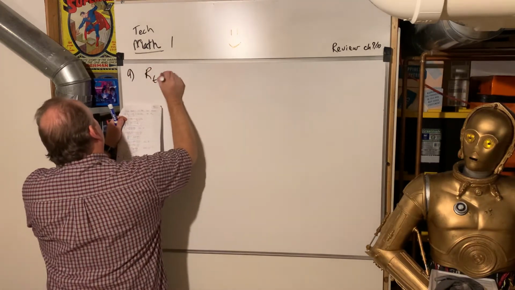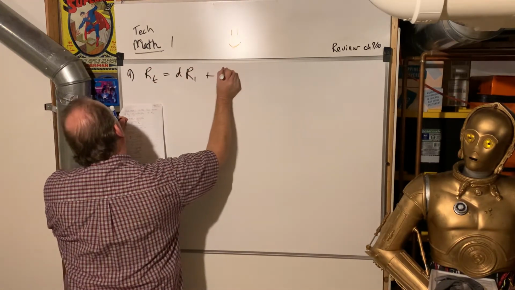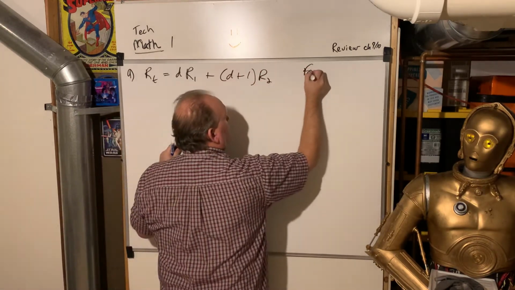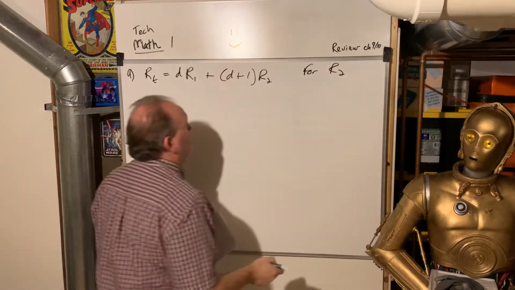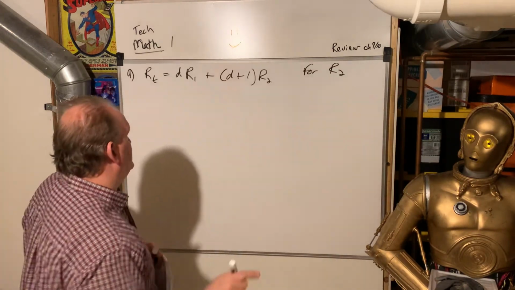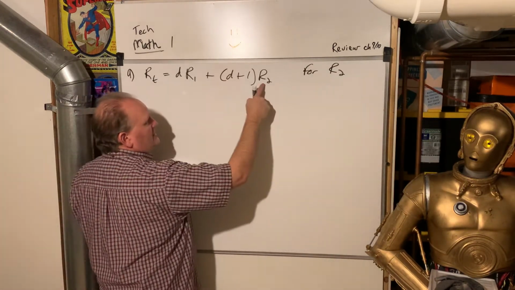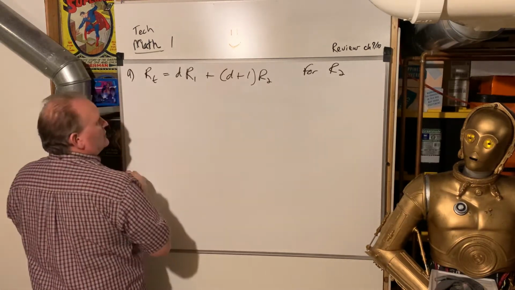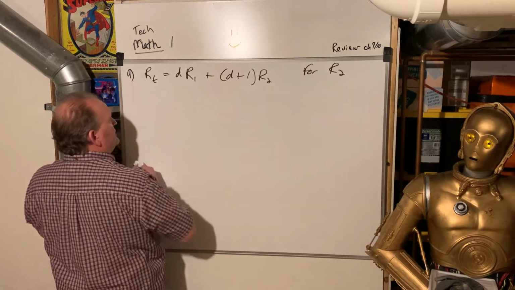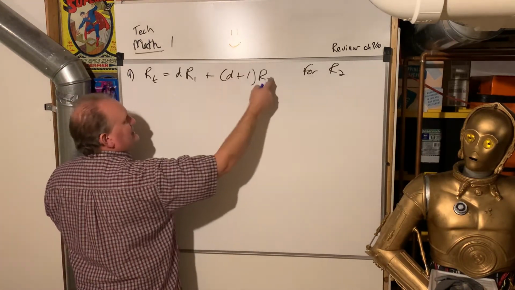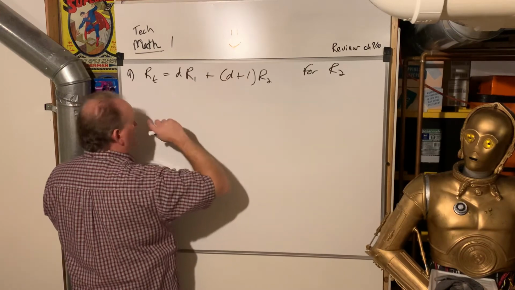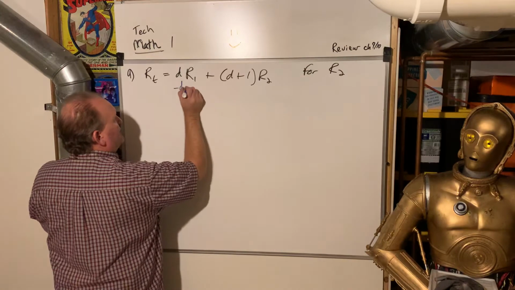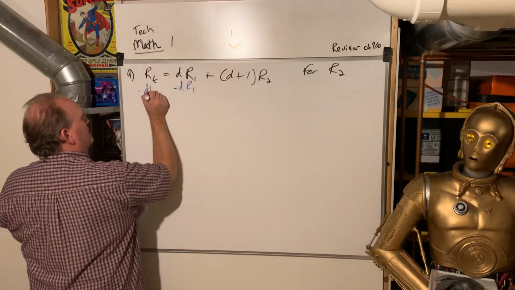R sub t is equal to d r sub 1 plus (d plus 1) r sub 2, for r sub 2. Okay, so now this one we do not have to distribute because we just have to factor it again. We're just going to leave this in a holding pattern because they want me to solve for this. If they would have wanted me to solve for d, then I'd have to distribute it and then do a bunch of work. But since they don't, I don't have to distribute. We're just going to leave that like that.